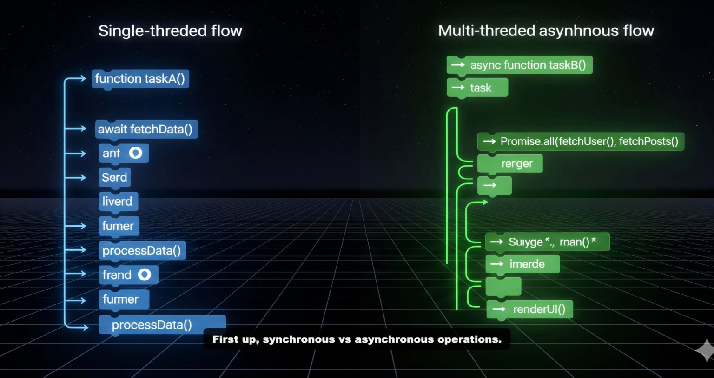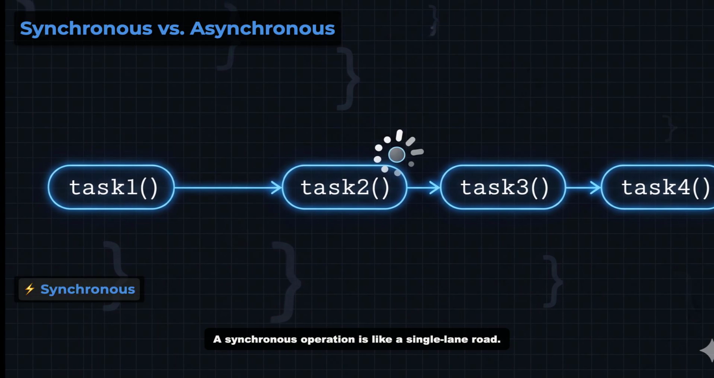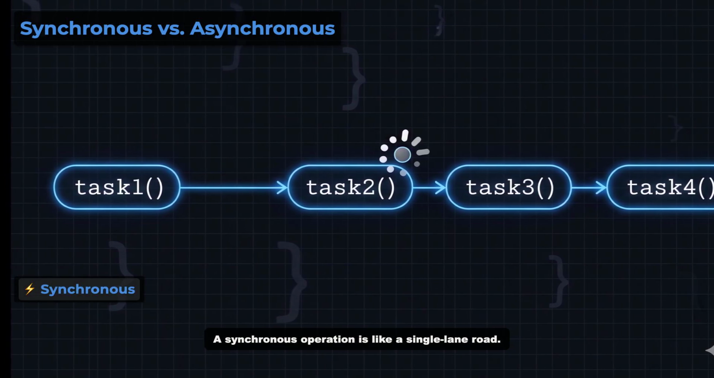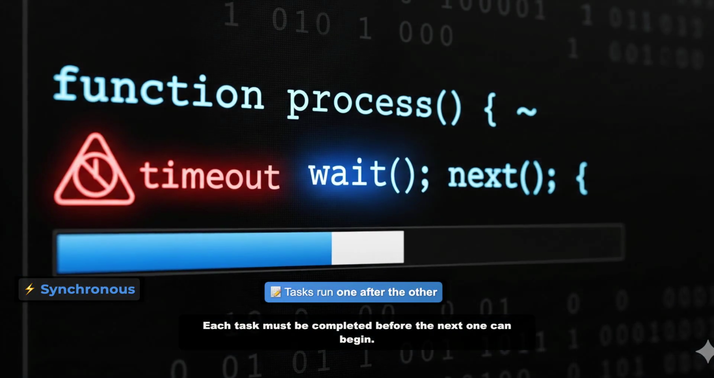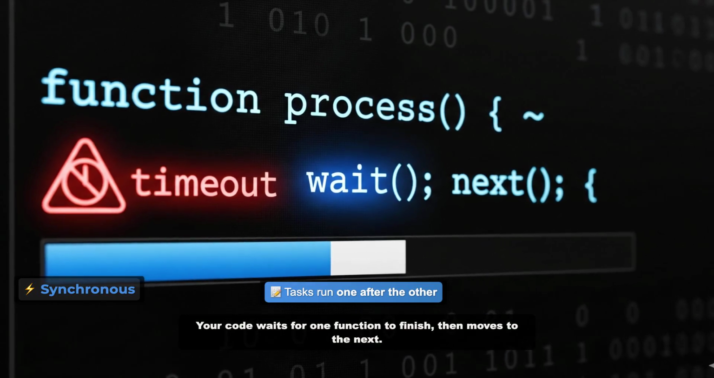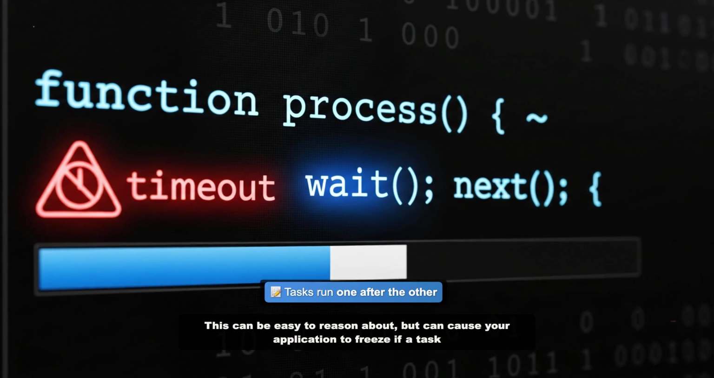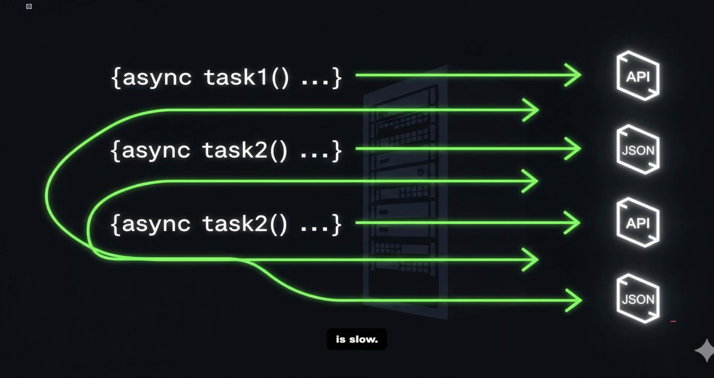First up, synchronous versus asynchronous operations. A synchronous operation is like a single-lane road. Each task must be completed before the next one can begin. Your code waits for one function to finish, then moves to the next. This can be easy to reason about, but can cause your application to freeze if a task is slow.